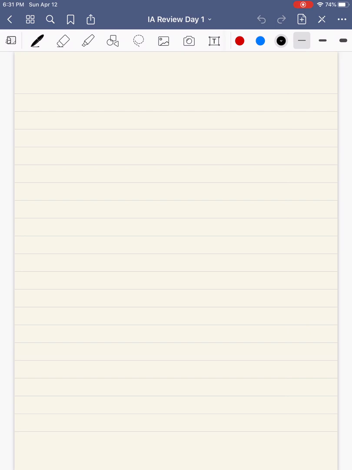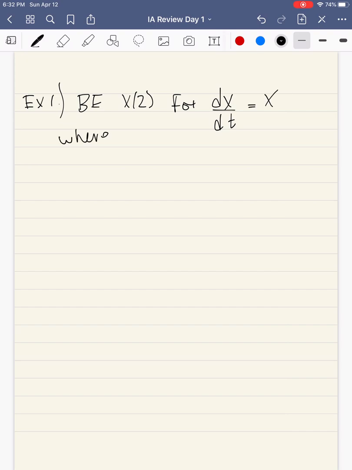So the first one here, we want to review our numerical methods. So we want to use backward Euler to approximate x of 2 for dx/dt equal to x, where x of 1 is equal to 1 and delta t is equal to 0.5.